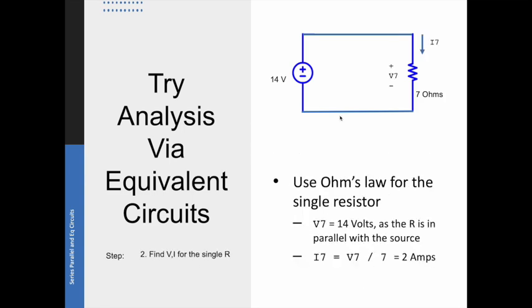Well, we're down to one resistor and one source, so we can use Ohm's law to find out what's going on with this 7 ohm resistor. It's in parallel with the 14 volt source, therefore we know V7. We know it to be equal to 14 volts. We also know the polarity, plus sign up. We can then compute I7 downward, that's as involving passive sign convention, and I7 is just going to be 14 over 7, or 2 amps.